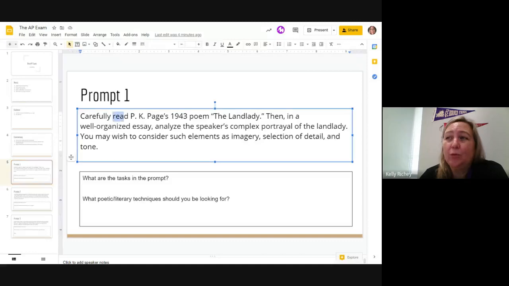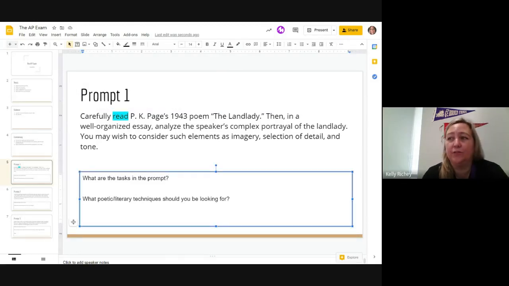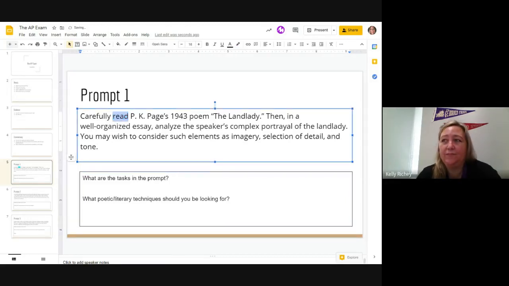Is anybody looking at the word read saying, I think that's a verb? It is a verb. So here we go, let me highlight that. So you have to read. You have to read the poem. That's your first task. So right here where it says, what are the tasks in the prompt? What's your first task? You need to read. You guys writing this down?